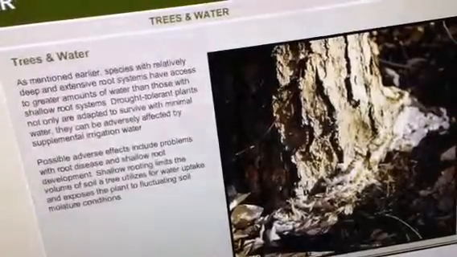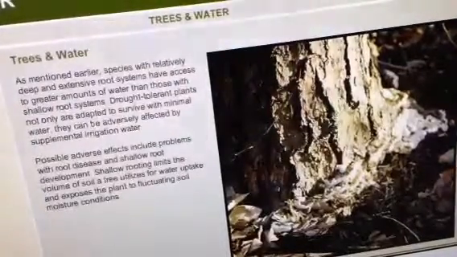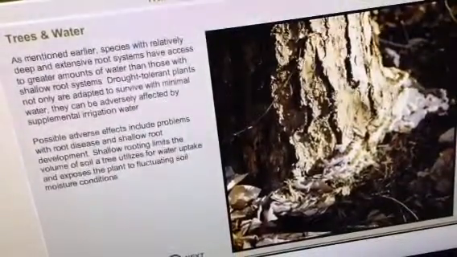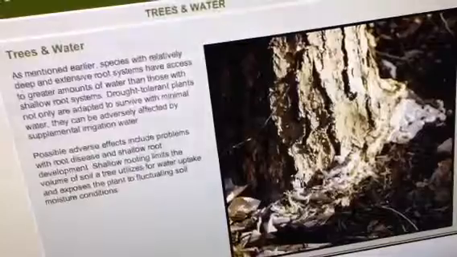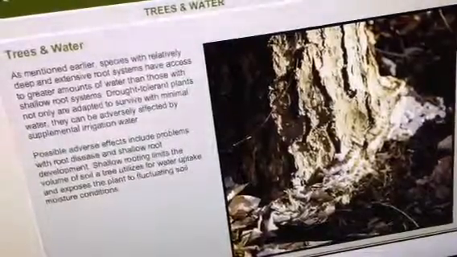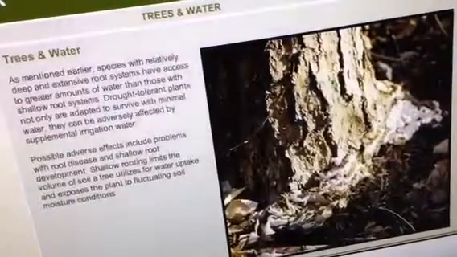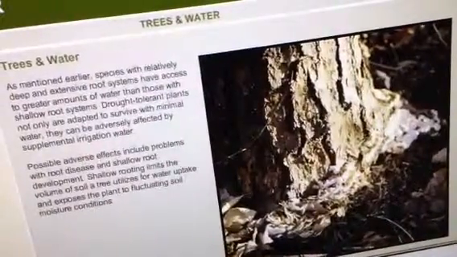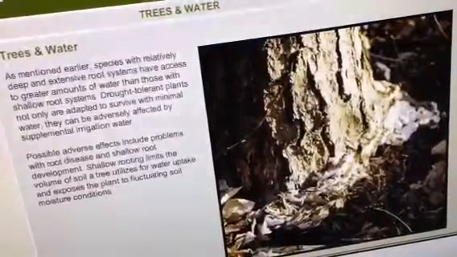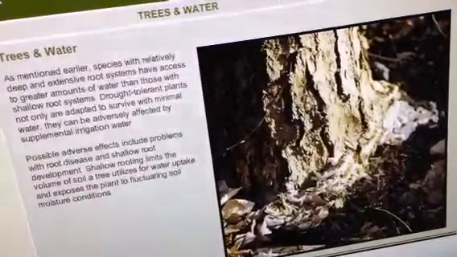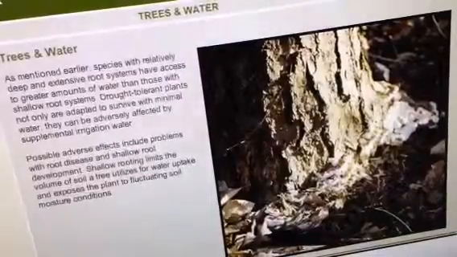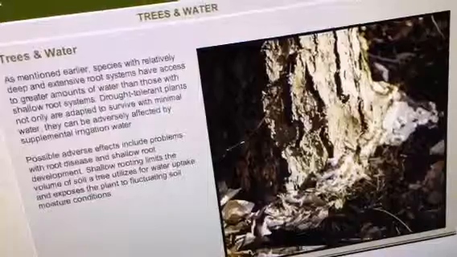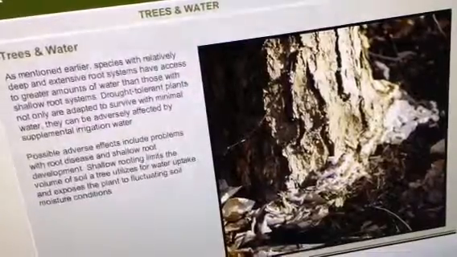As mentioned earlier, species with relatively deep and extensive root systems have access to greater amounts of water than those with shallow root systems. Drought-tolerant plants not only are adapted to survive with minimal water, they can be adversely affected by supplemental irrigation water. Possible adverse effects include problems with root disease and shallow root development. Shallow rooting limits the volume of soil a tree utilizes for water uptake and exposes the plant to fluctuating soil moisture conditions.